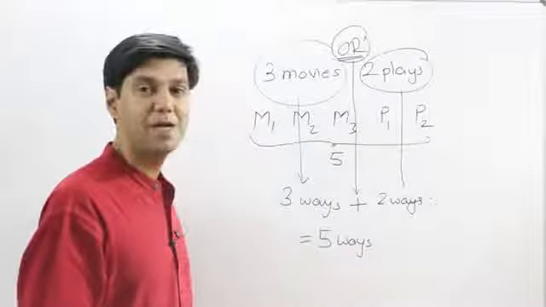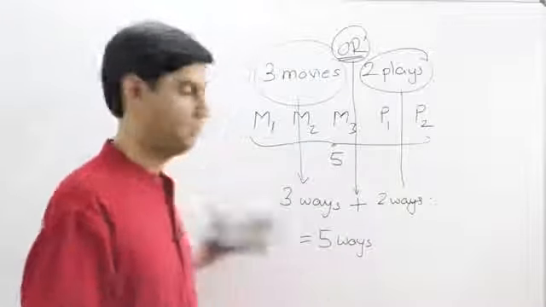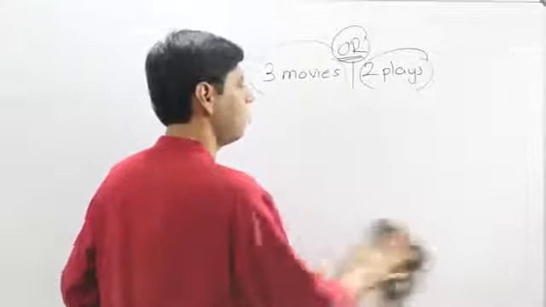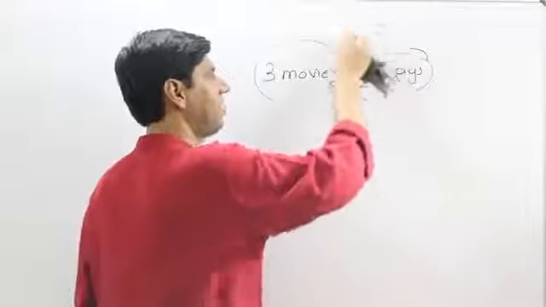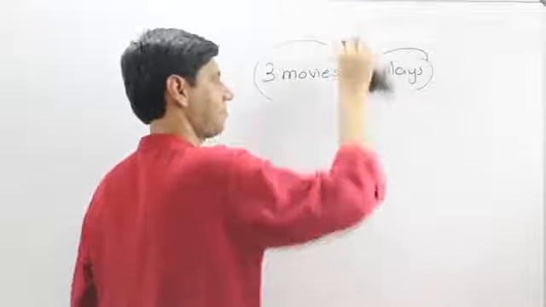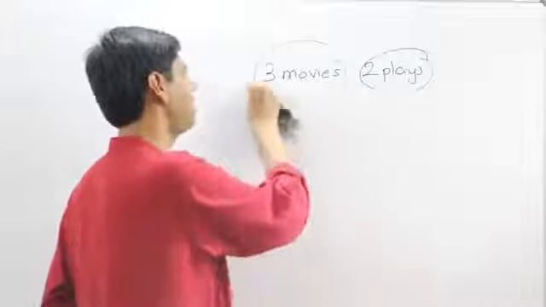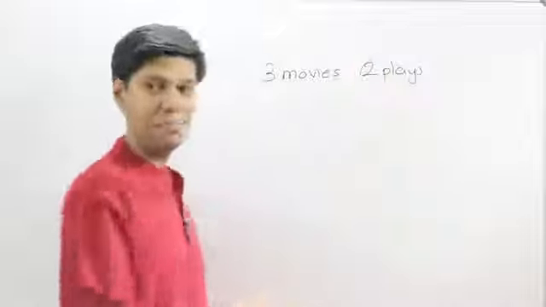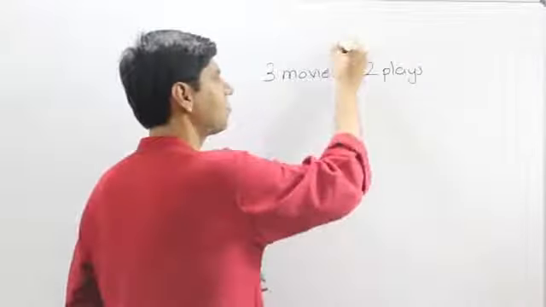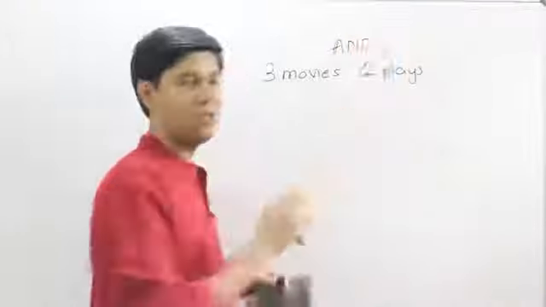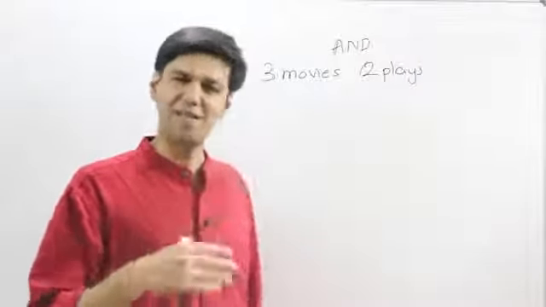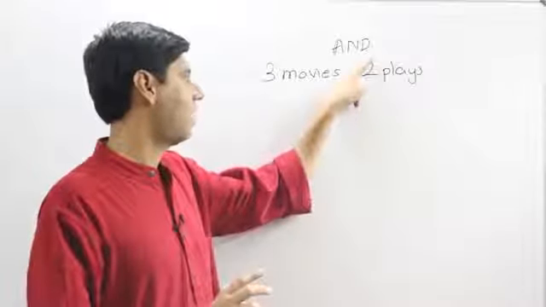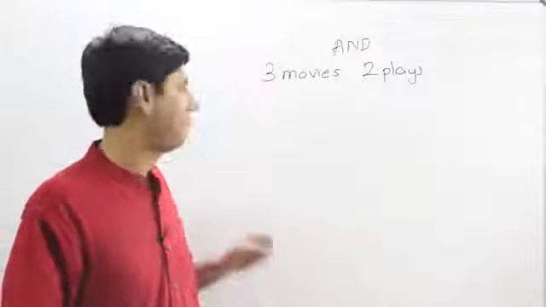Right? How does it become different if there's an AND? So let's say, same situation, there are 3 movies and there are 2 plays. However, this time I want to watch a movie as well as a play, that is, and a play. Right? So now, obviously this means I'm going to watch 2 shows, one after the other or whichever way. So I'm going to watch 2 different shows. So in how many ways can I now entertain myself?